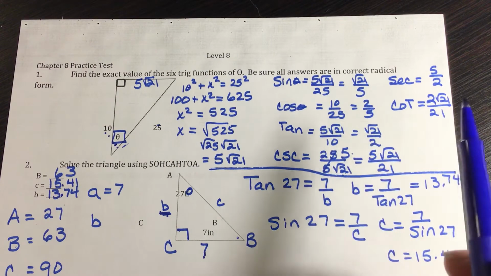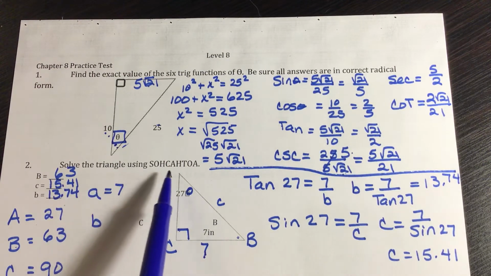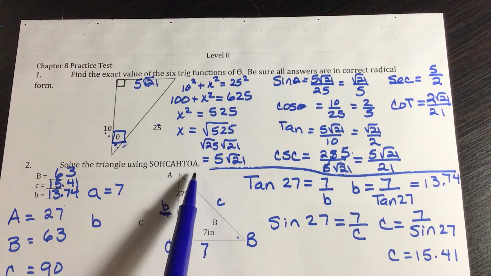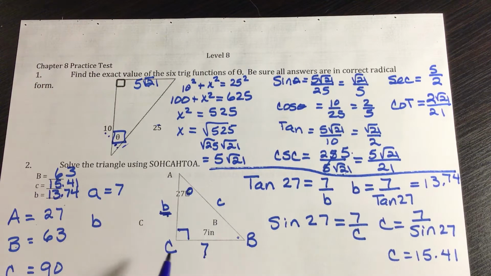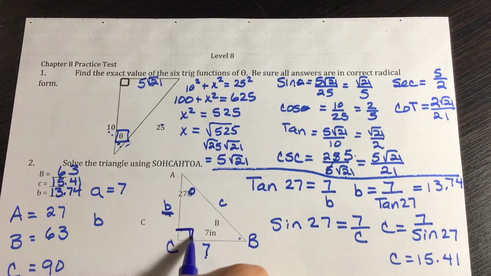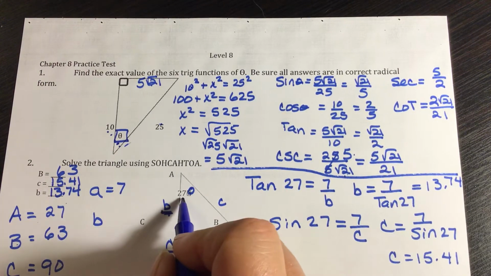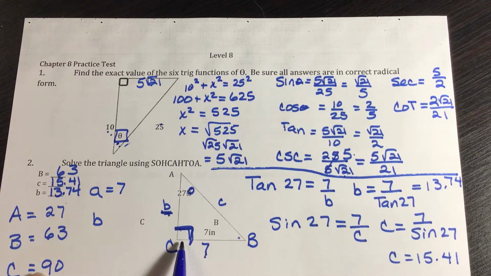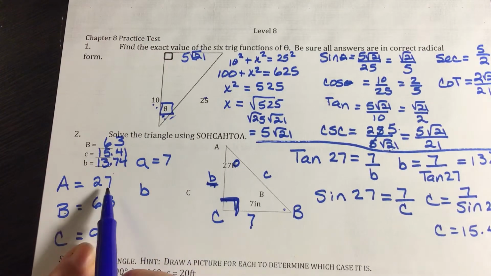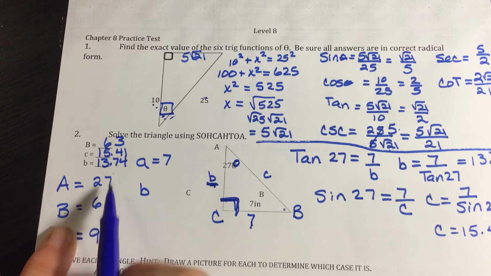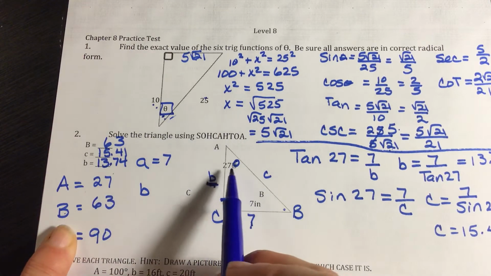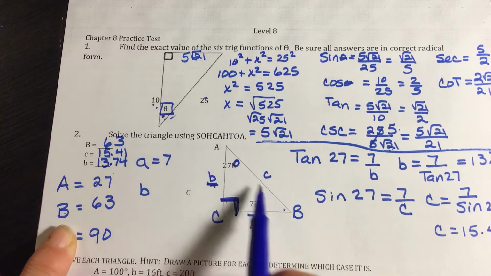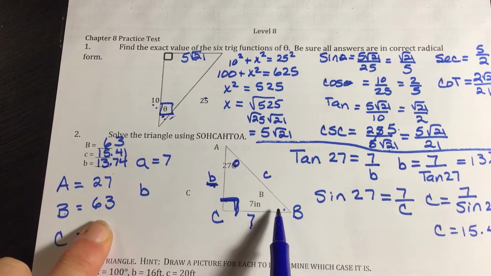All right, number 2 says to solve the triangle using SOHCAHTOA. If I'm going to use SOHCAHTOA, that tells me that this has to be a right triangle. So I'm just labeling this. I think the formatting got off a little bit. This is angle A, which is 27 degrees, and I know angle C is 90 degrees. That leaves angle B, which I'm trying to find. 27 plus B has to equal 90, so B has to be 63.